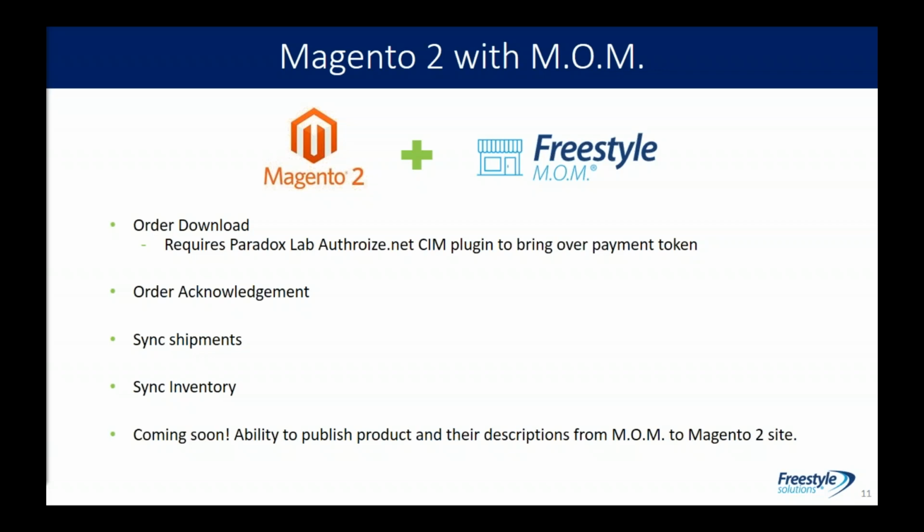We're also going to be offering sync shipment, so that's putting a shipment record on your Magento side and adding the shipping information along with the tracking information as well. We also do the syncing of inventory. Coming soon, we're currently working on the ability to publish the product and its description. We're looking into the side color, the attributed products, configurable, things like that. We're also researching the bundle products as well as the different categories we might want to add to a product.